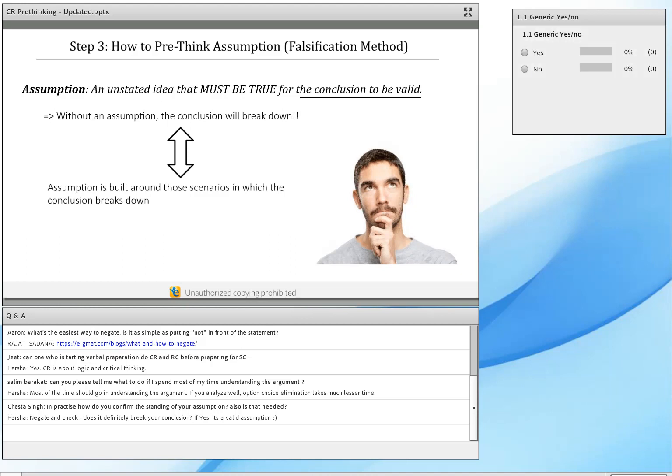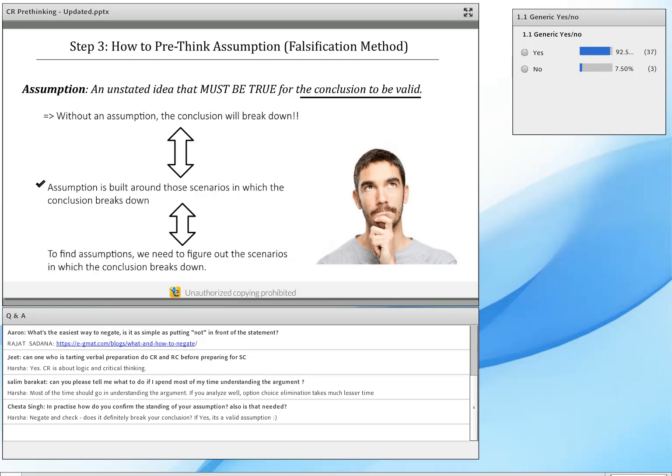Does that make sense? If assumption prevents the conclusion from breaking down, then the assumption has to be built around those scenarios where the conclusion breaks down, right? Because that's where, if you were to build a house, that's where you would put all those pillars where you say, hey, this is where the roof is likely to cave in. And if my roof is my conclusion, I'm going to put a pillar over here because this is where my roof is caving in.